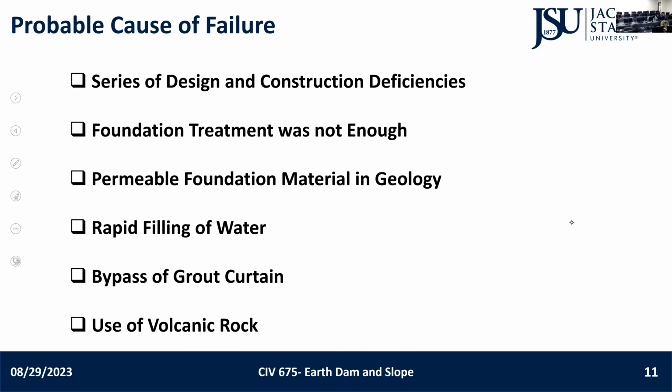So, probable causes of the dam failure. There are many causes discovered in an independent study done by the University of North Carolina, Charlotte. I just pointed out a few of those. There was a series of design and construction deficiencies involved at that time. Foundation treatment was not enough. Permeable foundation material was a key responsible factor, as the geologic investigation found. And there was rapid filling of water just before June 3, 1976, which deteriorated the stability of the whole dam. Another significant factor was bypass of the grout curtain.